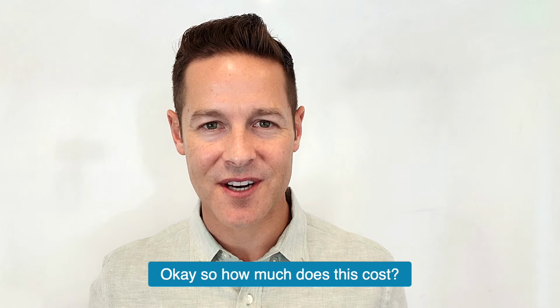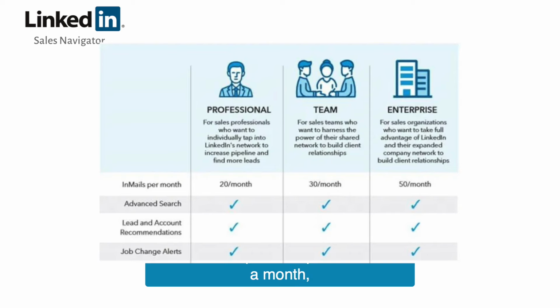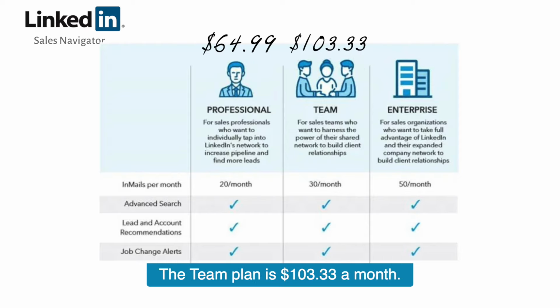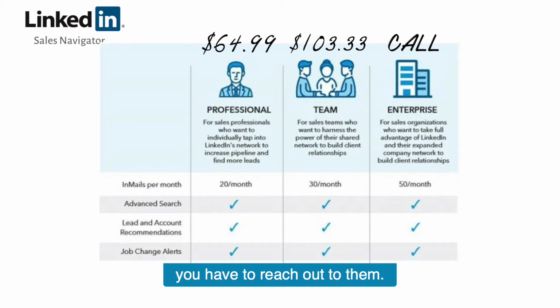Okay, so how much does this cost? I'll tell you right now. The lowest possible plan is $64.99 a month, but billed annually. For that, you get most of the access to what you need. But if you want to get the CRM integration, you need the team or you need the enterprise plan. The team plan is $103.33 a month. If you want the enterprise plan, you have to reach out to them.